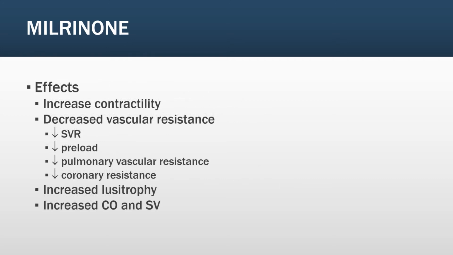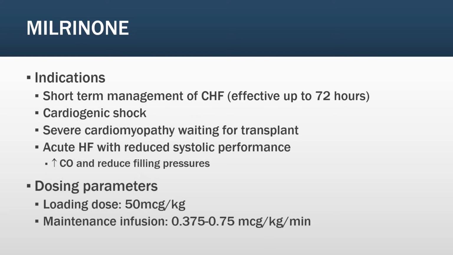Ultimately, the effect of milrinone is to increase cardiac output and stroke volume by increasing contractility and decreasing systemic vascular resistance. Milrinone also has a lusitropic effect, which allows the ventricles to relax more fully, improving diastolic filling. These effects make it another suitable agent for the treatment of heart failure and cardiogenic shock.